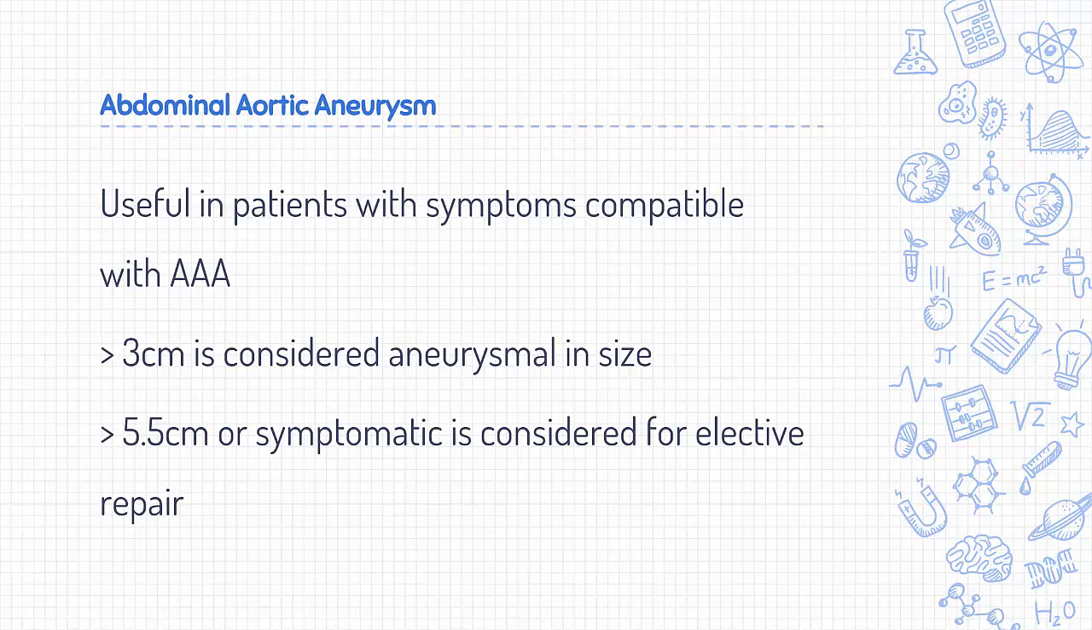Less than 50% of patients will present with the classic triad of hypotension, pain, and pulsatile abdominal mass. Remember, an abdominal aorta is considered aneurysmal if it is greater than 3 centimeters in size, and it is eligible for repair if greater than 5.5 centimeters or symptomatic.